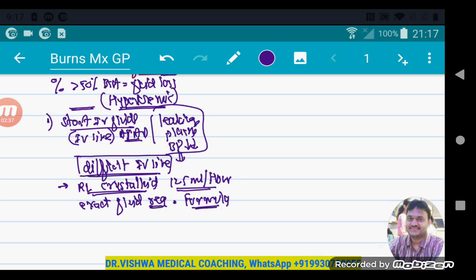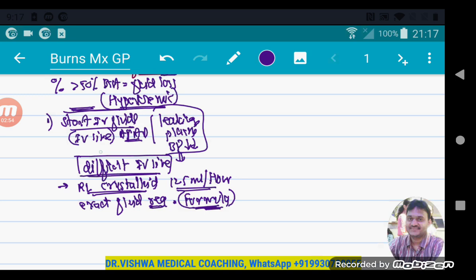in the hospital management. So before reaching the hospital, the patient has to be started on IV fluids as soon as possible. After the patient reaches the hospital, we will calculate exactly how much IV fluid is needed with the help of the formula.